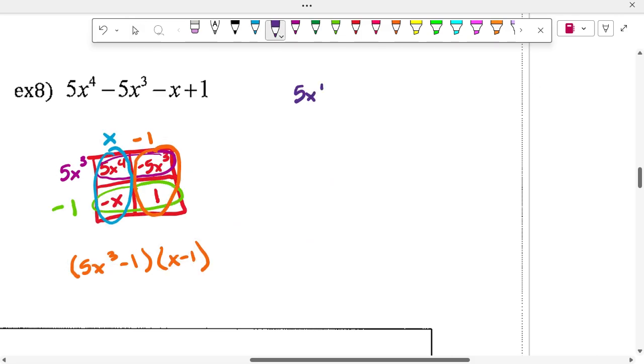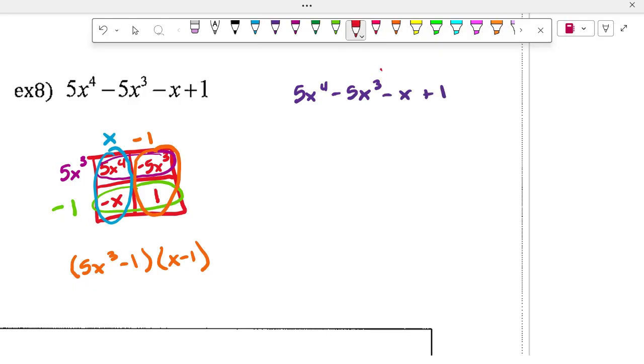Okay, so this would be 5x to the fourth minus 5x cubed minus x plus 1. All right, so I'm going to draw my line, making sure to include the sign of the third term with the third term. What's my GCF of the left group? 5x cubed. If I divide both, I get x minus 1. Now, what did I tell you to do with the second group? Bring down that first sign. So your GCF is going to be negative. So what's the GCF of the second group? -1.